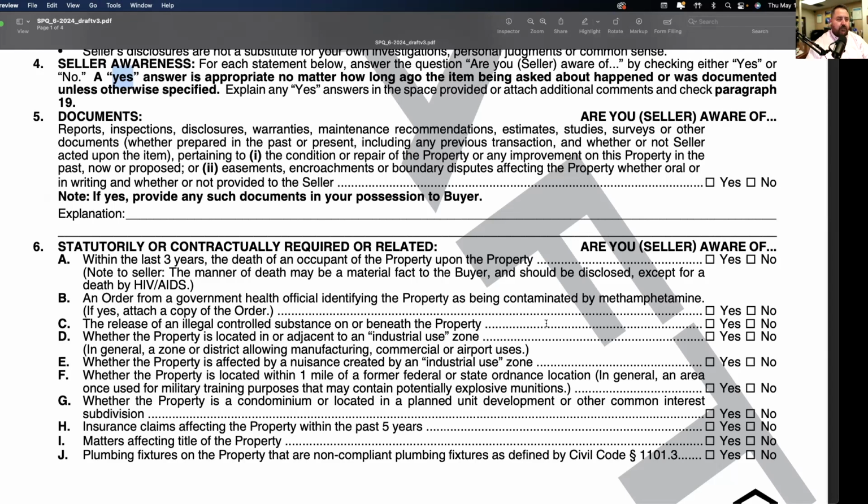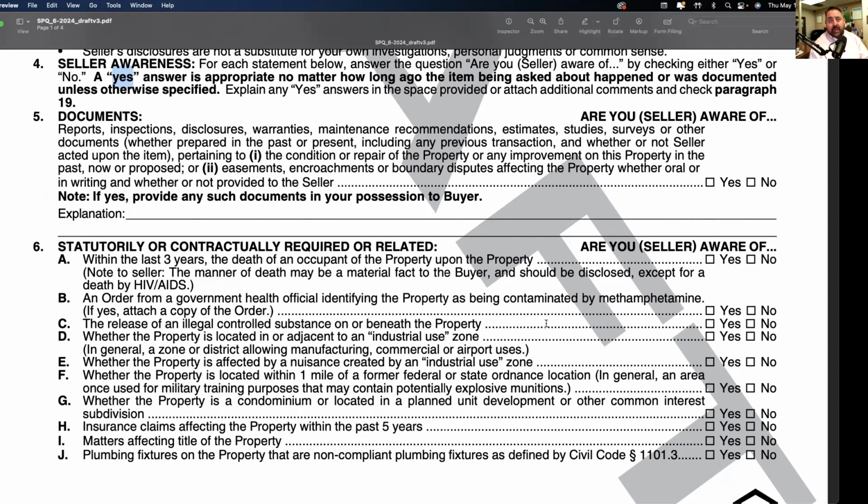I would suggest that the majority of the time you don't have to disclose what they died from unless it was maybe some kind of a violent death, right? Like it was a suicide or murder, God forbid, right? You should disclose that for sure, okay? But if an occupant of the property died upon the property in the last 3 years, you have to answer yes and explain down below.